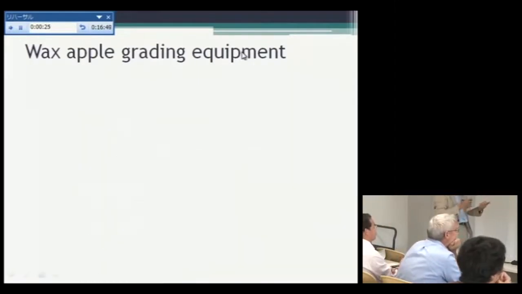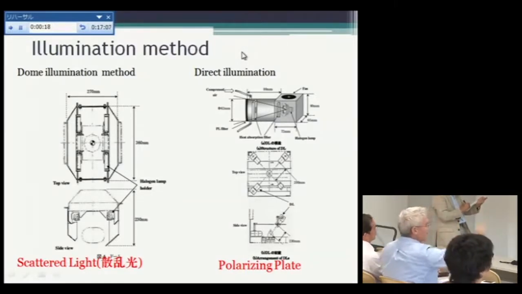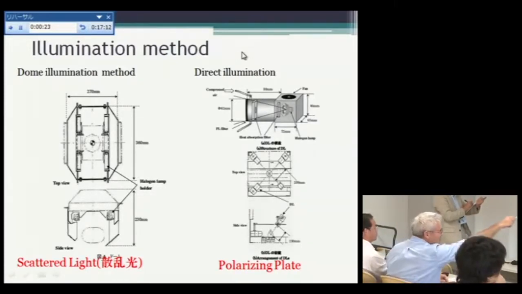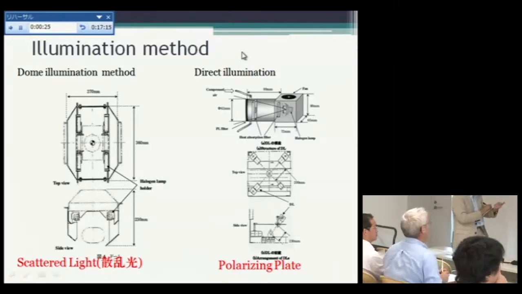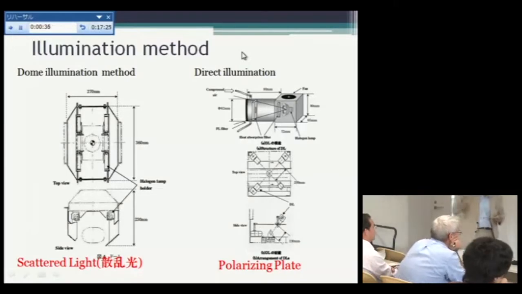Next. Okay. This one, from here, I cannot read. If you are trying to explain the difference between dome and direct, using these diagrams is not very effective because I cannot read the figures. So maybe a diagram like the one drawn up here would better explain the dome versus direct lighting. So, thank you. Okay, thank you.